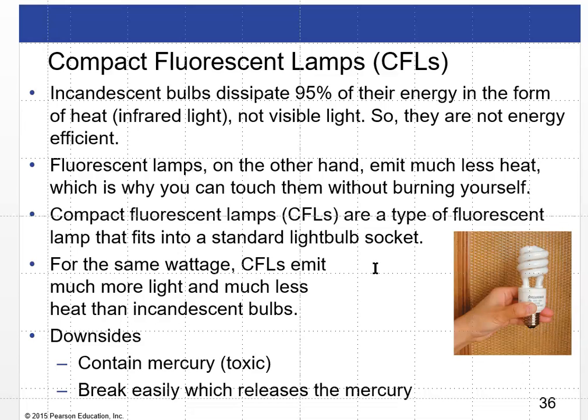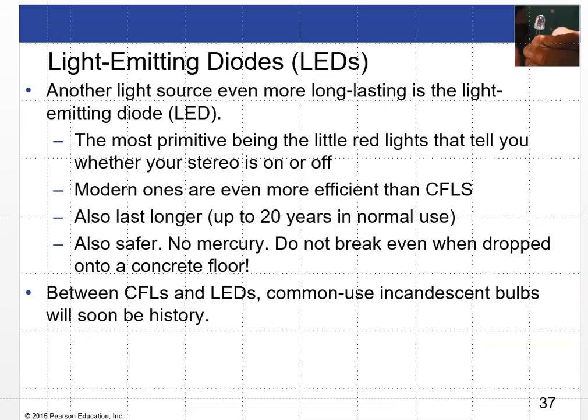So instead, a fairly long time ago, fluorescent lights were developed. These emit much less heat, which is why you can touch them without burning yourself. CFLs are more modern. They're a type of fluorescent lamp that fits into a standard light bulb socket. But at the same wattage, CFLs emit much more visible light and much less heat, which is infrared light, than incandescent bulbs. The downside to these is that they contain mercury, which is toxic, and they break very easily, which will release the mercury, which is dangerous.